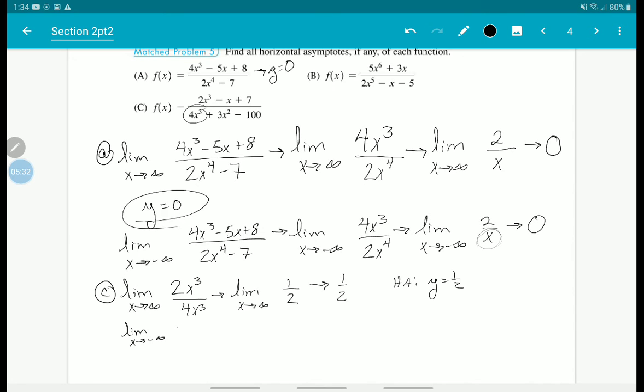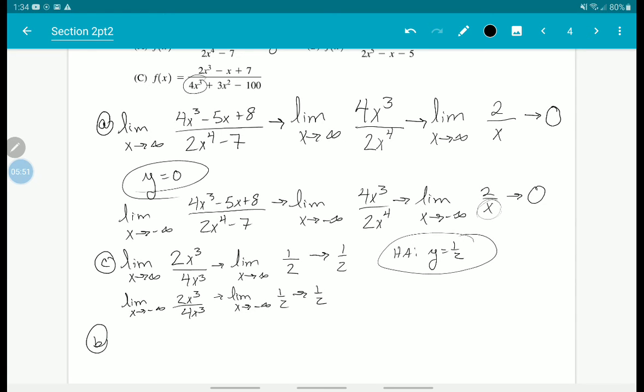We would have the same concept, 2x cubed over 4x cubed, and then taking the limit as we approach negative infinity. That heads to the limit as x approaches negative infinity of 1/2, which heads to 1/2. So we get the same conclusion in both directions.